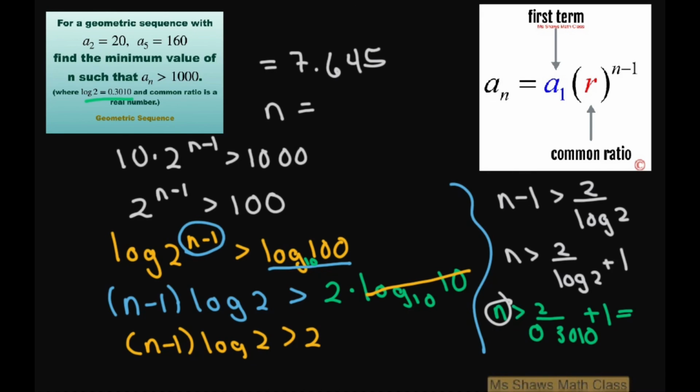So the minimum value of n is 8. If it said the maximum value of n, you'd have to round down and it would be 7. But this is your answer.